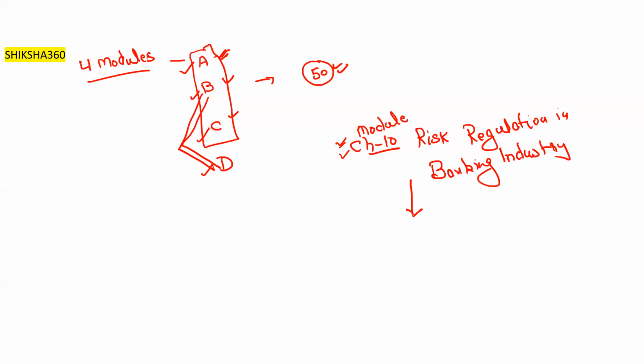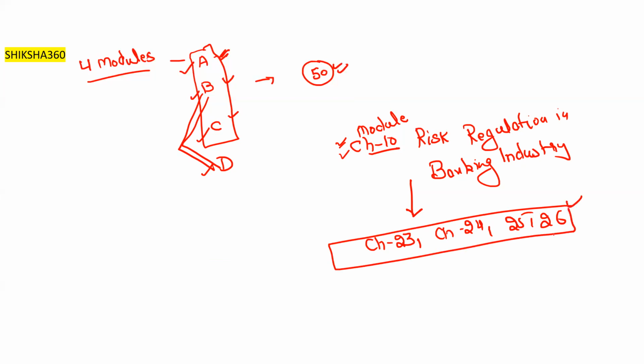It helps you in module D in chapter number 23, 24, 25, 26, clear? All these four chapters you can easily understand if you properly understand chapter number 10, clear? All the rest of the chapters, like chapter number 23, 24, 25, 26, are based on that. All these chapters are based on the Basel norms.